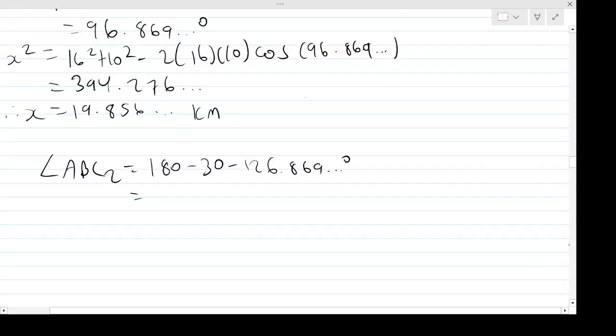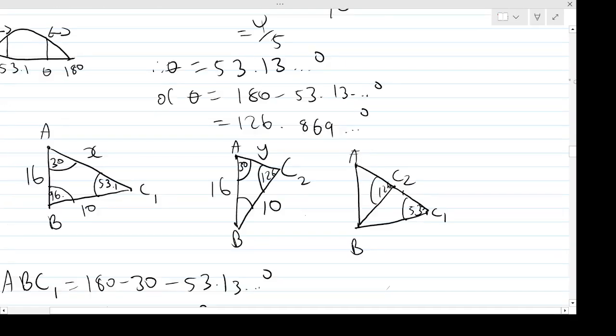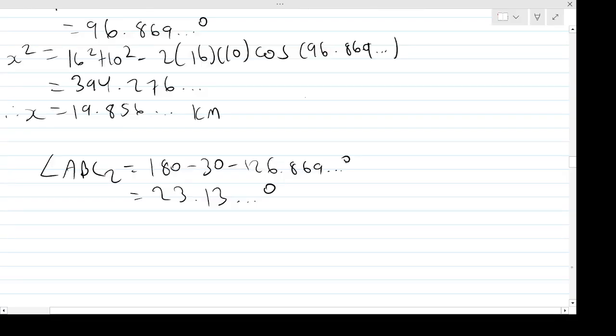If I do that then, I get 23.13 blah blah blah degrees. So that'd be 23 here if I squeeze it in there. So therefore, if we use the cosine rule, you're going to get y squared.